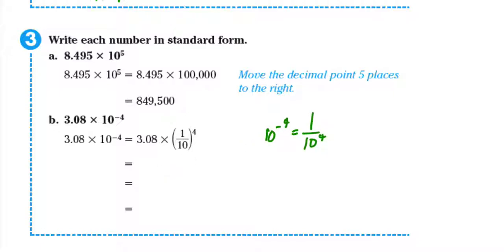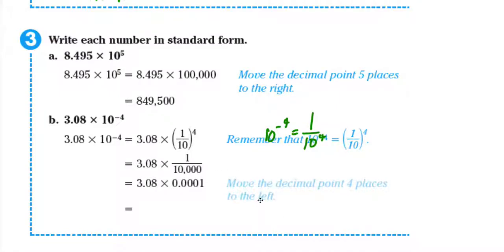Okay, so multiplying 3.08 times 1 over 10 to the fourth is simply the same as multiplying it by 1 over 10,000, or moving the decimal 4 spaces to the left. Okay, so 1 over 10,000 is the same as 0.0001. And then, it's the same as moving it 4 spaces to the left, so you end up with 0.000308.